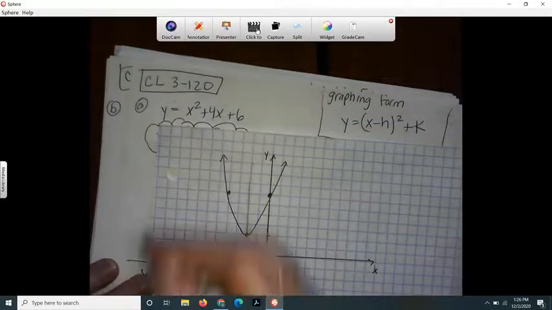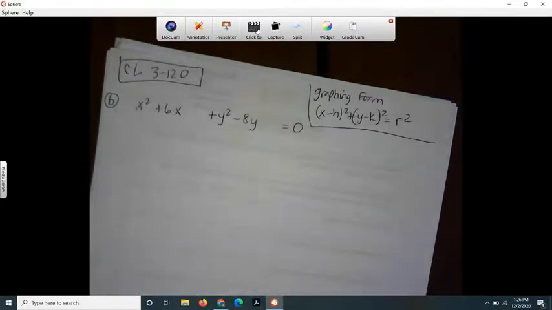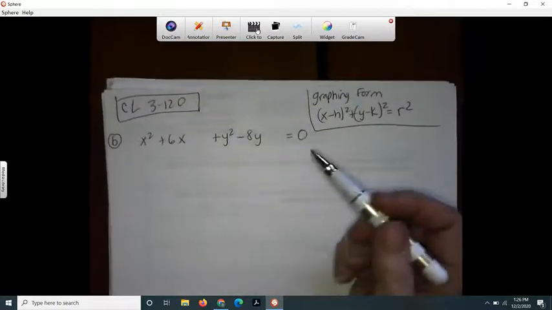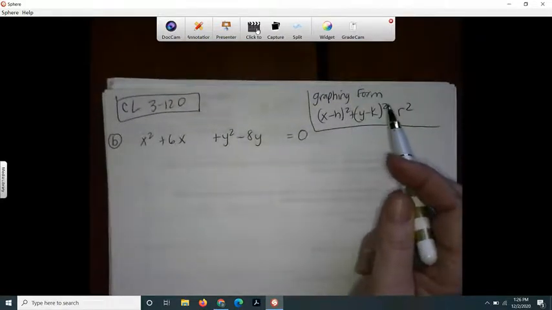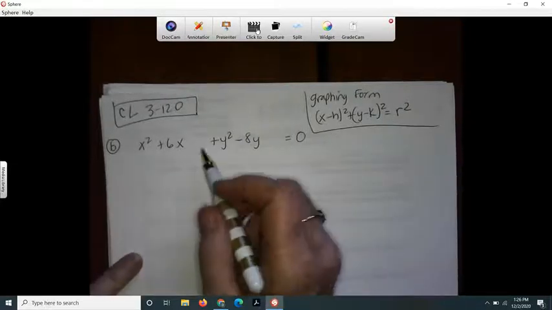So that was for letter A. And now let's do letter B. Letter B is, we said we thought it was a circle. So this one's a little tougher, but our directions were to complete the square to get it into graphing form and then graph it. Okay, so I'm going to complete the square.